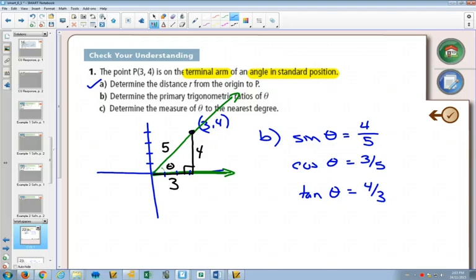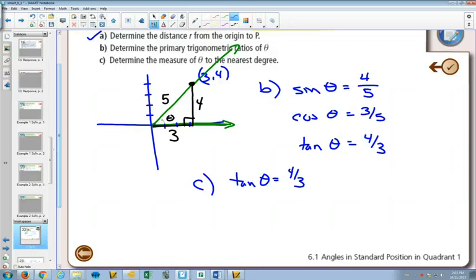Then to figure out the angle theta, so part C, you could choose any one of those trig ratios to figure it out. Sine, cos, or tan. Pick one. Your favorite. Tan. Okay. So if you start with tan of theta equals 4/3 and you want to find the angle, you want to get theta by itself. So what do you have to do? You have to do the opposite of tan, which is tan inverse.